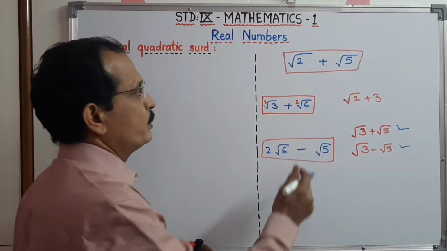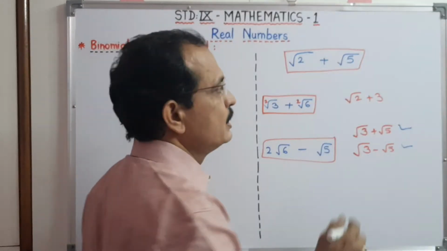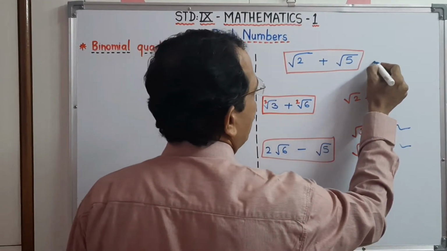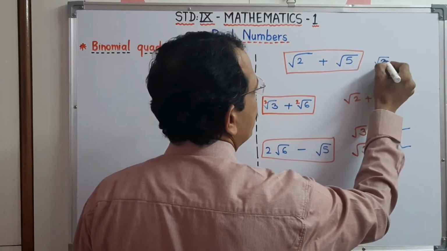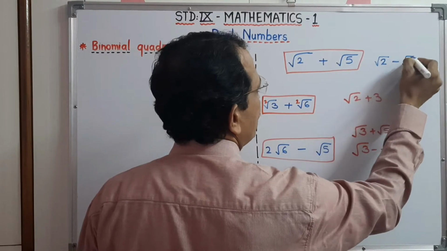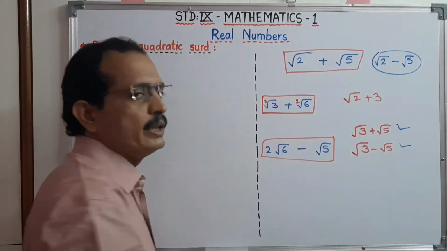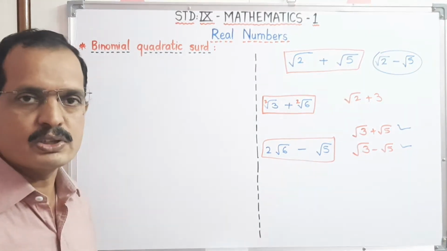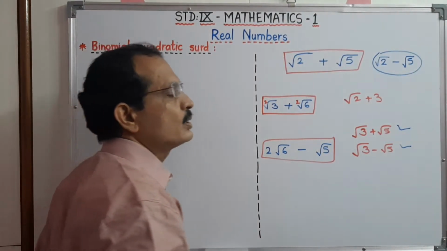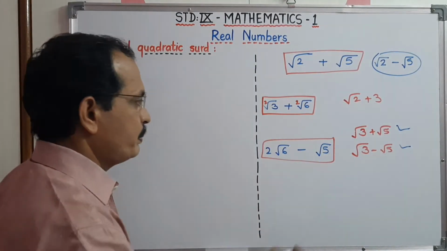Now what we have to do? Suppose I want to write the conjugate pair of these binomial quadratic surds. I have to change here root 2. This plus sign I want to change, it is minus, and root 5. These two, this one and this one, are called a conjugate pair of each other. Now why are they called a conjugate pair of each other? And how can we say that they are a conjugate pair?